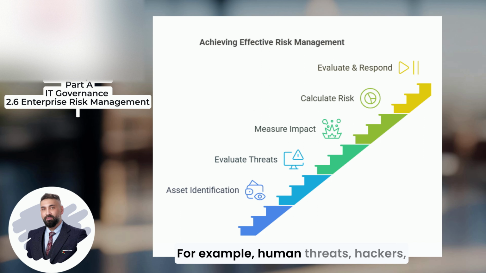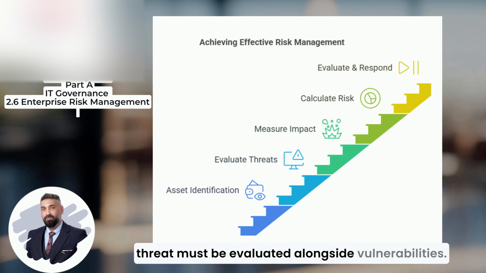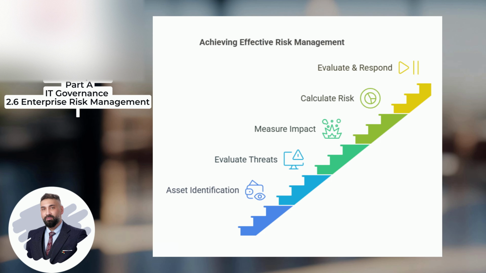For example, human threats: hackers, fraudsters, or even negligent employees. Environmental threats: natural disasters like earthquakes, hurricanes, or floods. Technical threats: software bugs, cyber attacks, or outdated systems. Whether it's a cybercriminal looking to exploit weak passwords or a thunderstorm flooding an on-premise server room, each type of threat must be evaluated alongside vulnerabilities.